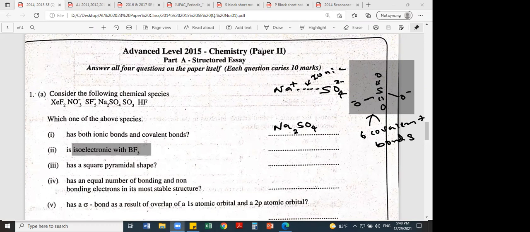Part 2. Yeah, it's NO3 minus actually, the answer. How come NO3 minus? Okay, let's see the thinking process for this. NO3 minus will be the answer. Look at the screen, I'll explain. What is the meaning of isoelectronic? Same number of electrons. Having the same number of electrons.